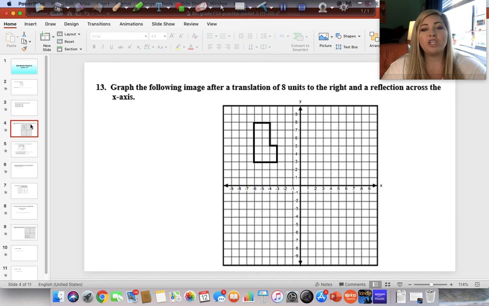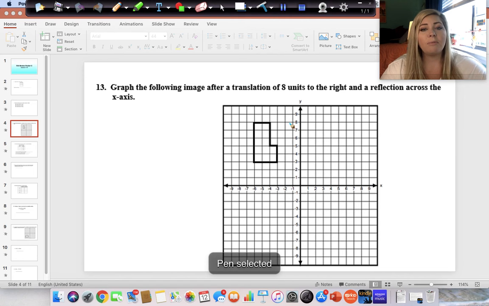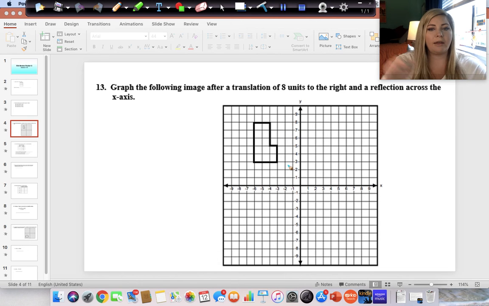Graph the following image after a translation of 8 units to the right and a reflection over the x-axis. Remember, translating just means we're sliding it. So it wants to be slid 8 units to the right. I'm going to start with this point here in the corner, and I'm going to move it 1, 2, 3, 4, 5, 6, 7, 8. That is going to be there. And then this other one is 1, 2, 3, 4 away from that.